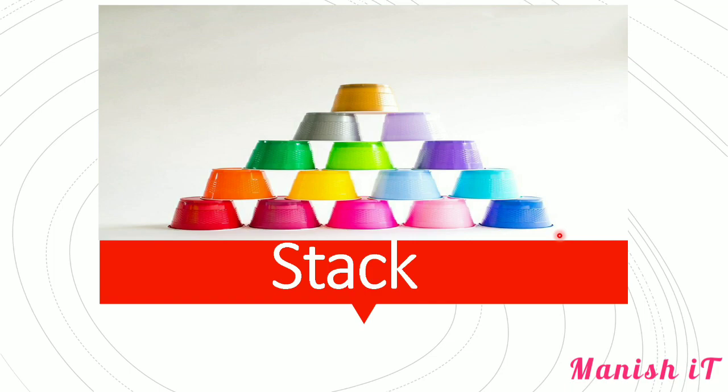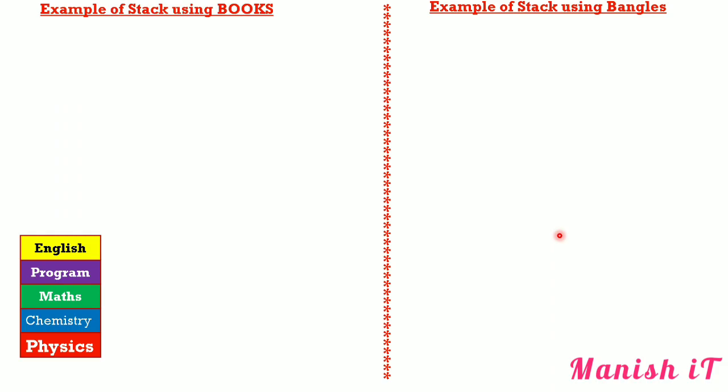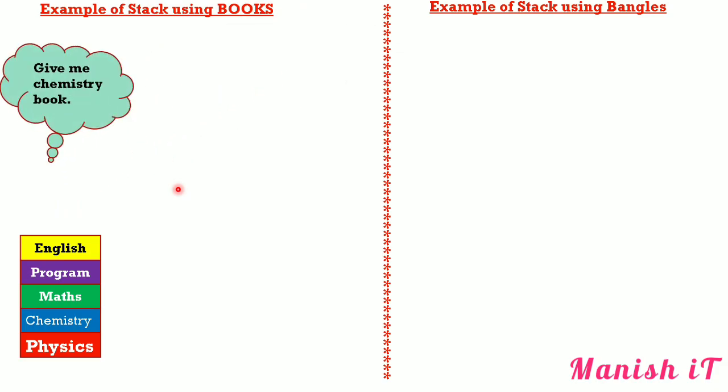Let us first see how we can understand the stack property. Suppose we have a collection of books: physics, chemistry, mathematics, programming and English, and we are arranging them on top of each other. Now suppose I ask the user, give me the chemistry book. The user chooses the easy path. What is the easy path? The user simply lifts all these books, pulls out the chemistry book and gives it to me. See how it happens.